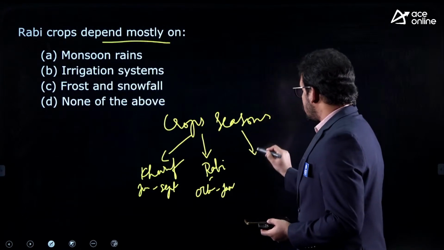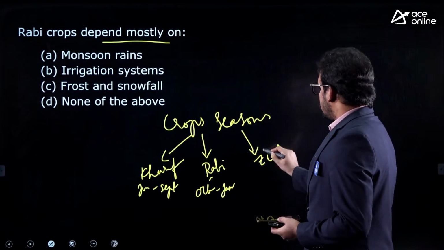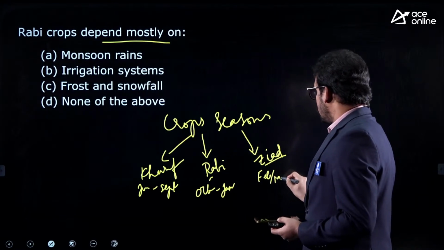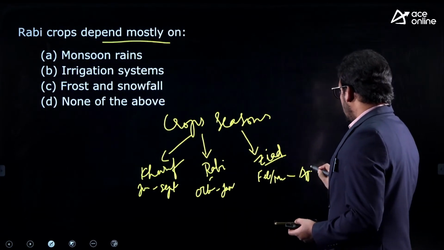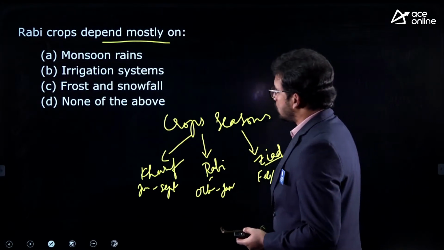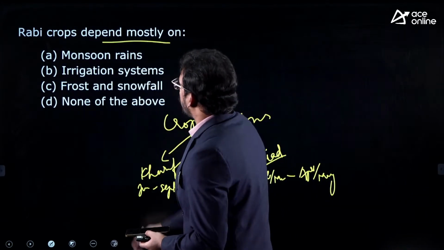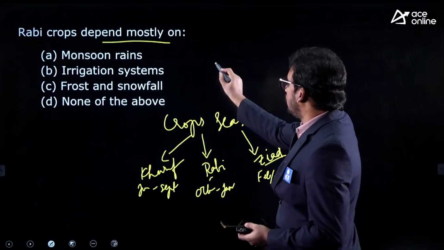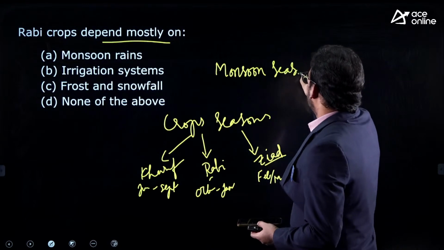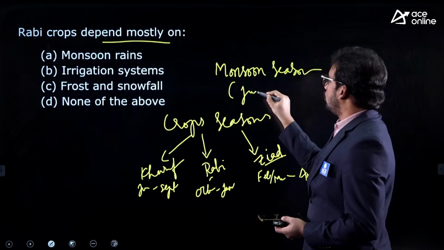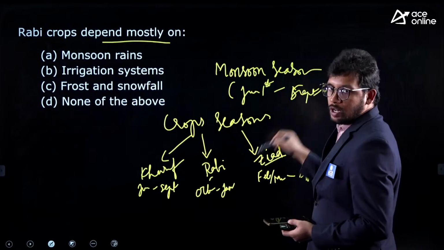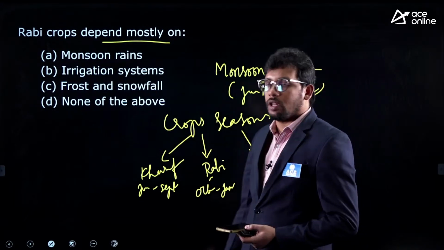Then we have Zaid cropping. So Zaid starts from February or March and stays till April or May. So these are the 3 seasons of Indian agriculture. Now the question is about Rabi crop. And what is the monsoon season of India? Monsoon season is June first week to September, right? Monsoon arrives in Kerala and then reaches all the regions.